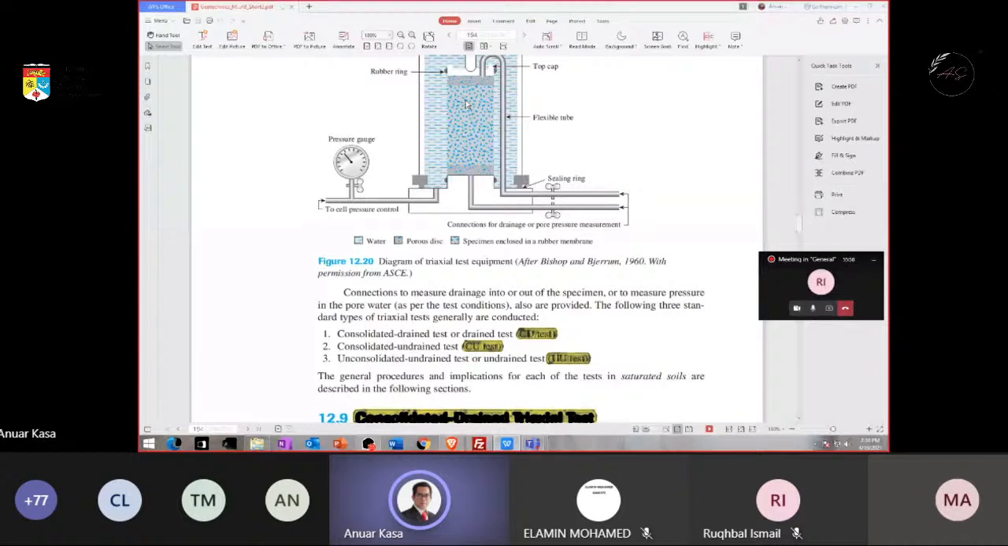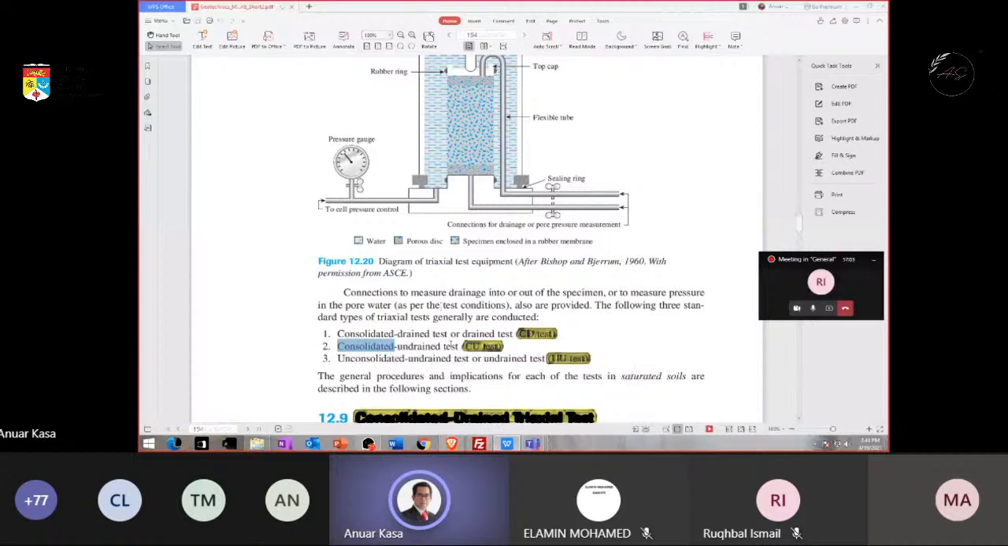Sometimes we do a consolidated undrained test, meaning the sample is consolidated, they apply pressure, but in that case they close the valve here, so it cannot drain. First, they allow the water to go out because consolidation happens first. But in testing, they don't allow the water to seep out. So the sample is consolidated, the water has gone out of the sample, but during the test, the undrained test, the water is blocked and cannot move anywhere.